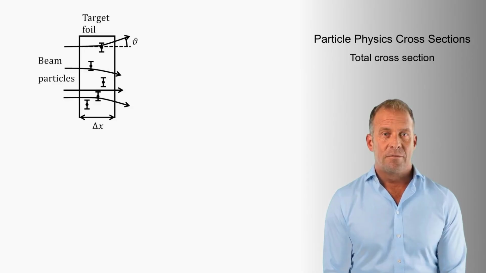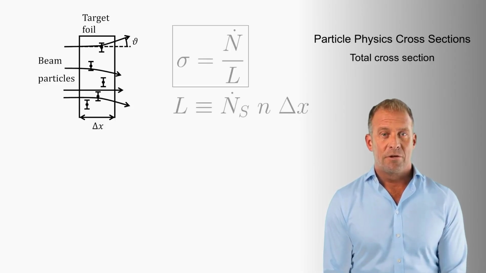A beam comes in from the left and hits a target foil with scattering centers. If a beam particle passes through the interaction region sigma around a scattering center, it gets deflected. Sigma is the total cross-section. We measure a total cross-section sigma by the scattered rate Ṅ divided by the luminosity L.